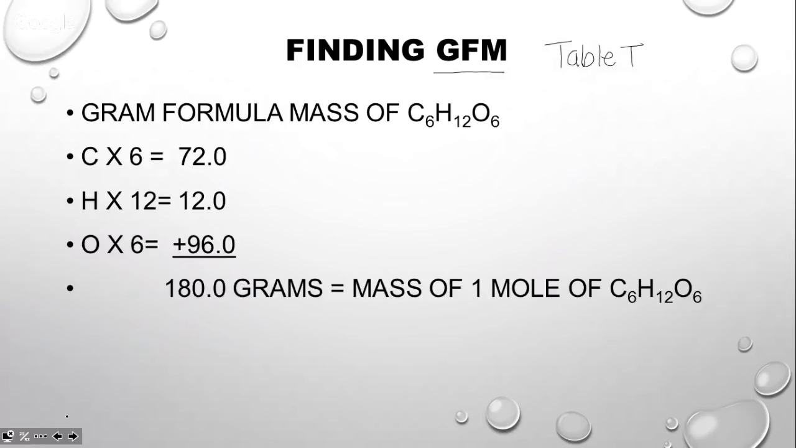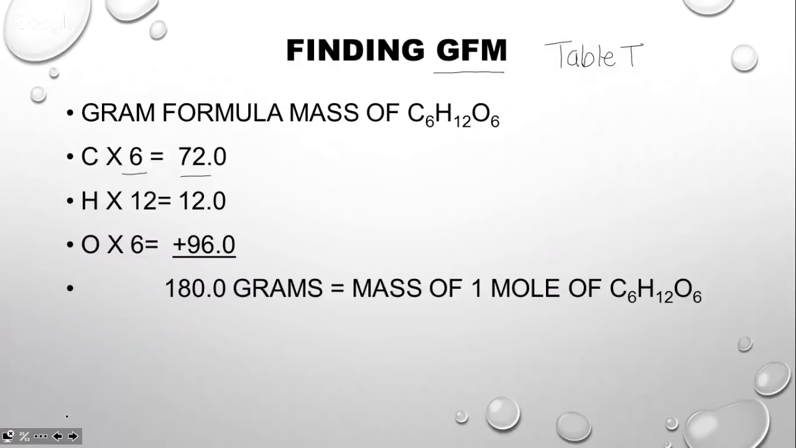If we want to find the gram formula mass of C6H12O6, we are going to take the mass from the table of carbon and multiply it by 6. Now, I always do to the 10th, and I always tell you to do to the 10th in my classes. If it's a multiple choice question and the answers are all rounded to the nearest whole number, you can certainly round to the nearest whole number when you're doing your calculations. But I usually just default to going to the 10th.